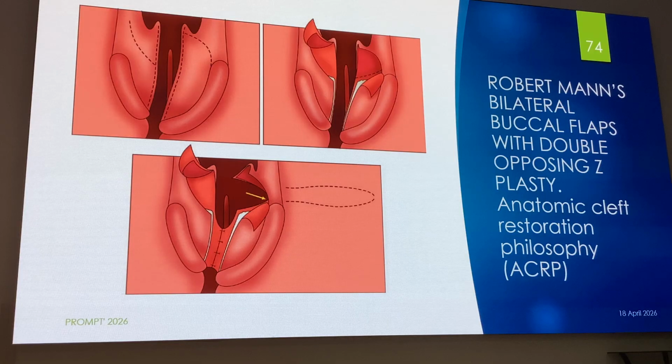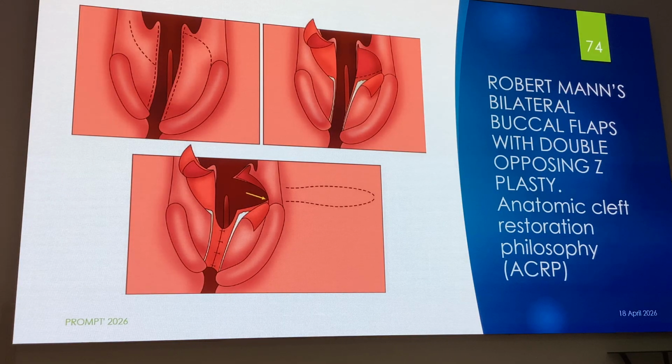Now what we do is a Furlow with minimal lateral incisions in case of soft palate clefts and clefts of the soft and hard palate. But if it's a completely wide cleft palate, we use what is called the Robert Mann bilateral buccal flap. We don't use mucoperiosteal flaps, because mucoperiosteal flaps pop off of the palate as the child grows. Of course, mucoperiosteal flap surgeries are much easier than this.